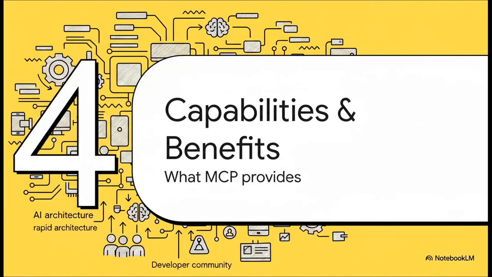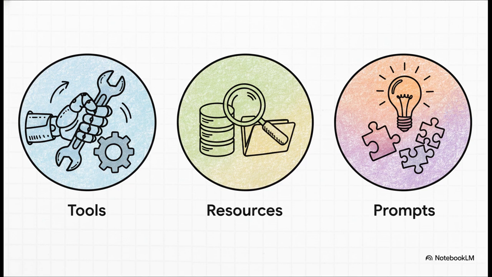Let's look at Section 4. Capabilities and key benefits. So what does this architecture actually let the AI do? The capabilities of an MCP server are broken down into three specific buckets. First, we have tools. These are the actions the AI can do. This is highly active. We're talking running a shell command, searching a codebase, maybe creating a file. Second, we have resources. These are things the AI can read.